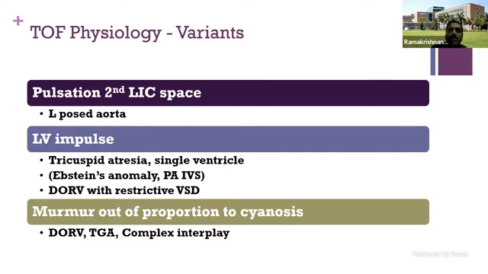One extremely rare cause of LV impulse is a DORV with restrictive VSD. So DORV means both the arteries are arising from the right ventricle.